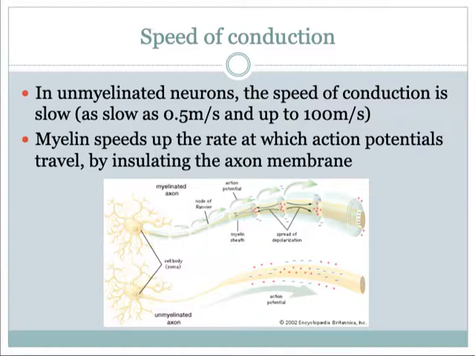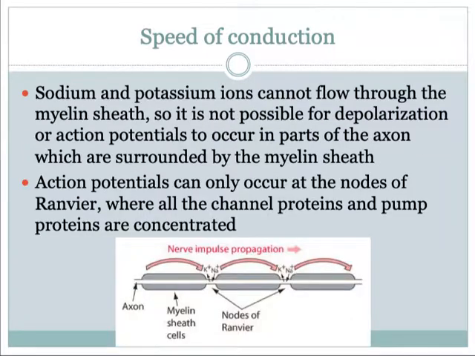So sodium and potassium ions cannot flow through the myelin sheath, so it is not possible for depolarization or action potentials to occur in parts of the axon which are surrounded by that myelin sheath. So action potentials can only occur at the nodes of Ranvier, where the channel proteins and pump proteins are concentrated. So local circuits exist from one node to the next. Thus, action potentials can jump from one node to the next, a distance of about 1 to 3 millimeters. And this is called saltatory conduction.